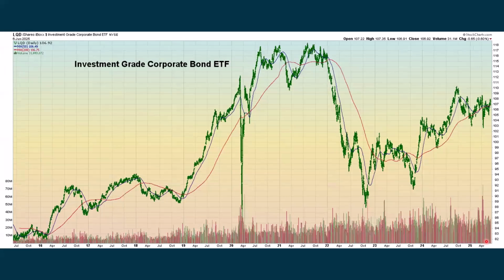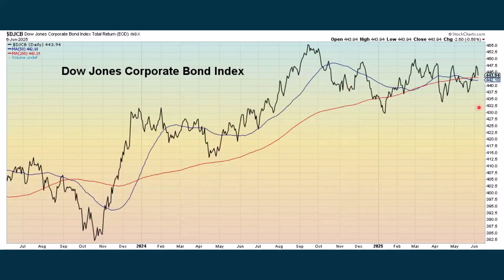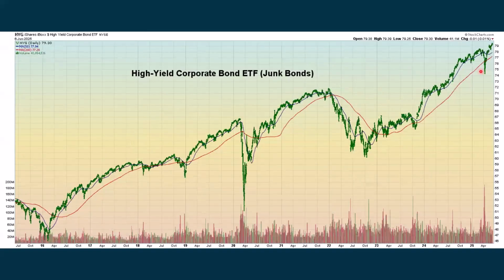And then we look at investment grade bonds. These are more conservative bonds. They've been chopping more or less sideways, though. And then corporate bonds, which are in a downtrend, but we're still above both of the moving averages. And then junk bonds, and these are doing quite well. They tend to follow the stock market, and they're in an uptrend. They went down with everything else, but they've been bouncing back nicely lately.